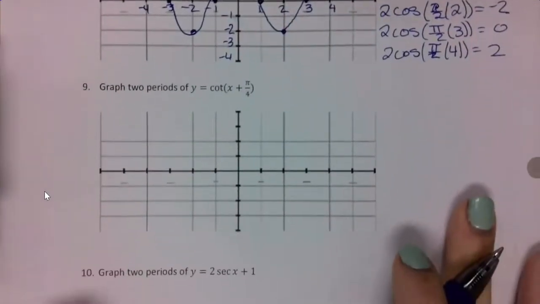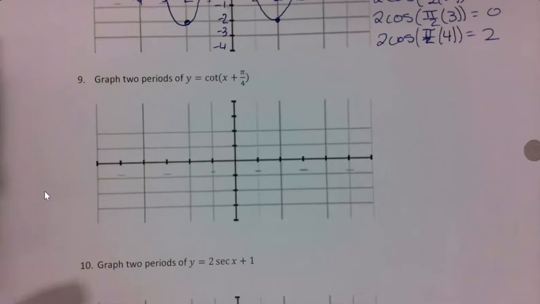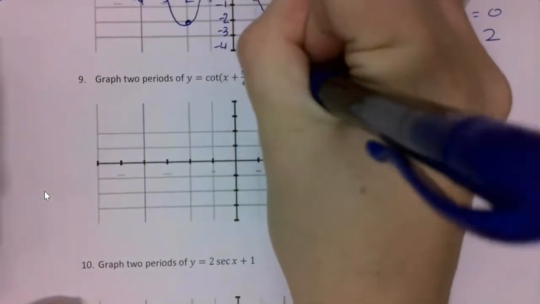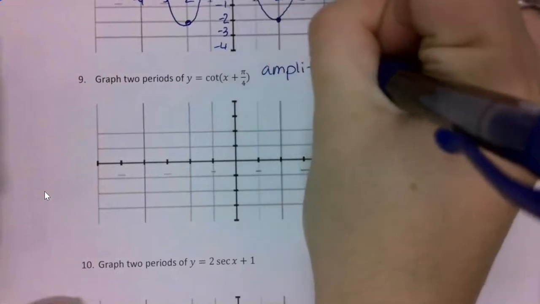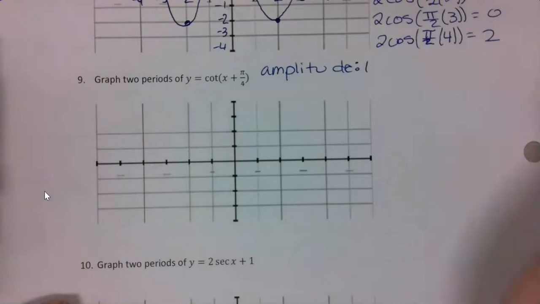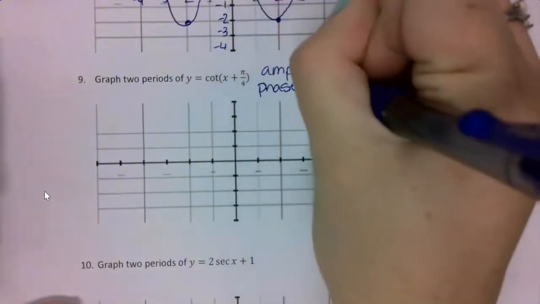Number 9 wants me to graph two periods of y equals cotangent of x plus π/4. This one has an amplitude of 1, because there's no coefficients out front. My phase shift is -π/4.